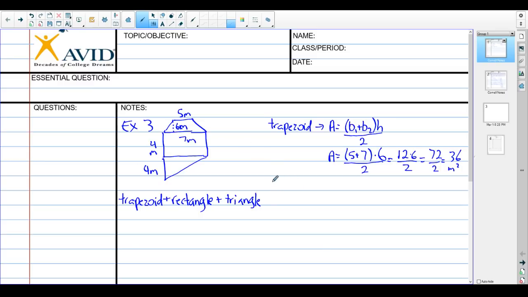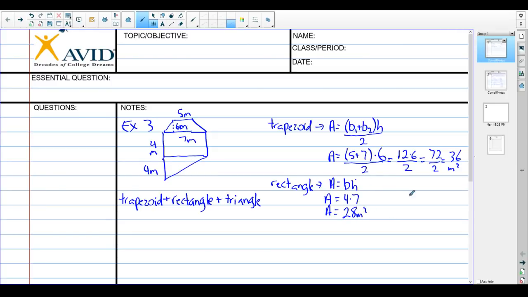Okay, our rectangle, that's the easy part. It's almost always a rectangle. A equals base times height, or 4 times 7, or the area equals 28 meters squared.